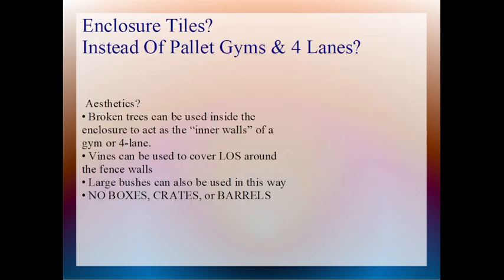As for the enclosure tiles, this would be a new type of tile that would completely replace pallet gems and 4 lanes on a dinosaur-themed map. The reason I think this is important is that it would have the layout of a pallet gem or 4 lane, but the inner walls of those tiles would be broken trees, giant bushes, that type of jungle-type foliage that's hard to see through, giant rocks.